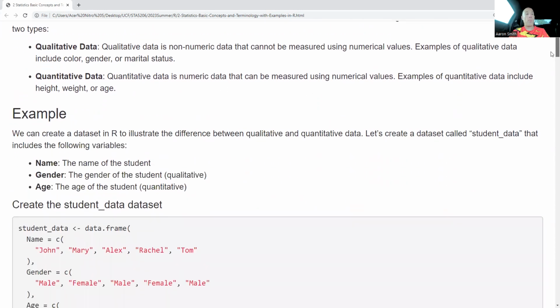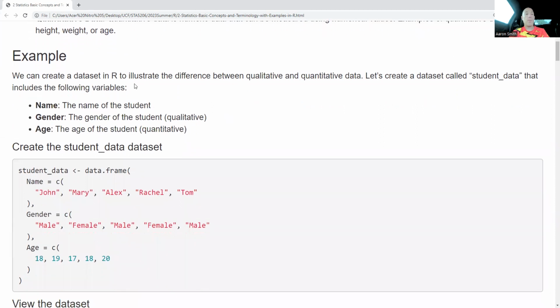All right, so here are some examples. And so let's create a data set in R that has qualitative and quantitative data. So we're going to call this student data, and we're going to have 3 variables: name, gender, and age. So here, name is going to be identifying the subject of the data set. Gender is a qualitative field for that person, and then age is a quantitative field for the person.